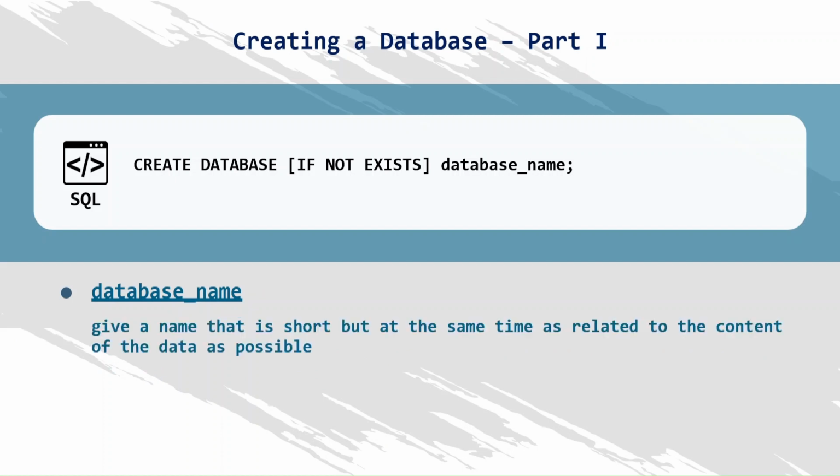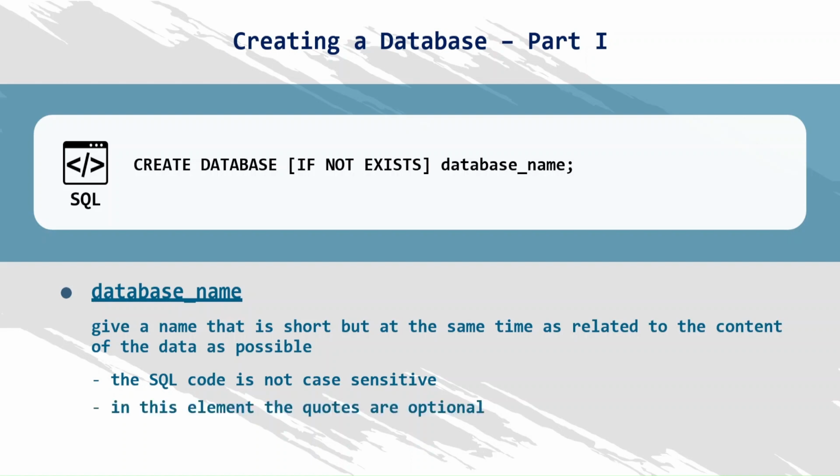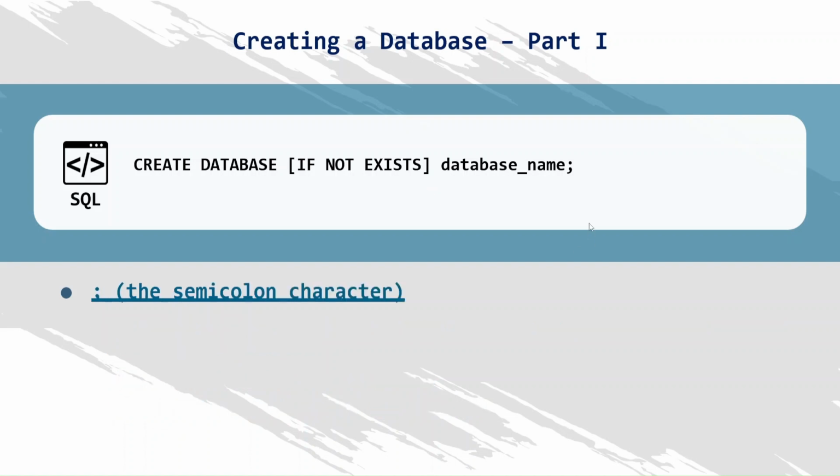Now give a name that is short but at the same time related to the content of the data as possible. We should not be giving long names to the database. Now the SQL code is not case sensitive. So this is a very good part, I would say, that you can write it in small case, upper case, or camel case, it will still work. Now in this element, I have already explained that these codes are optional. Your SQL query will still run, but if you write it, it is a better way to write long queries.